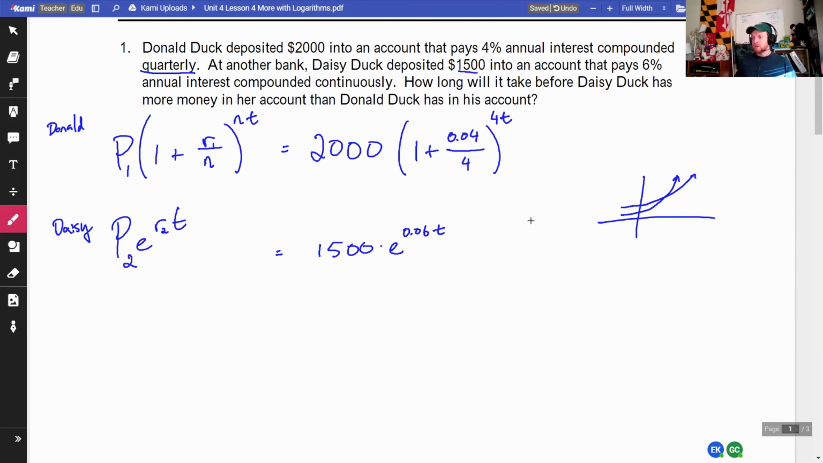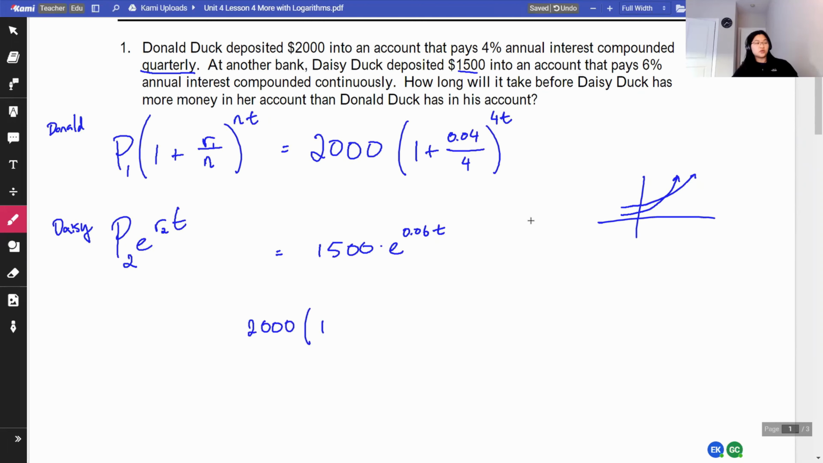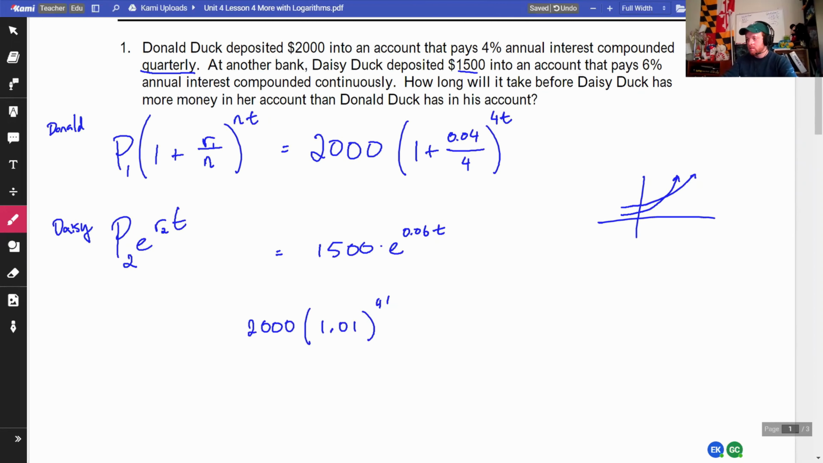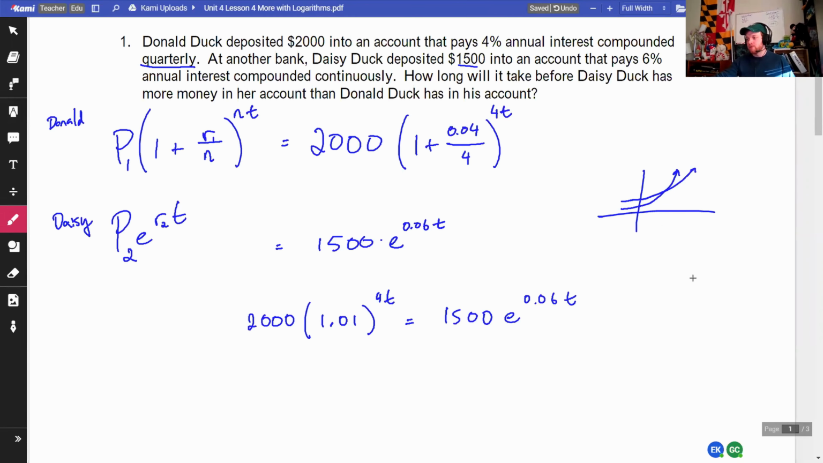All right, so let's set these things equal to each other. 2,000 times 1 plus, do you mind if I write 1.01? Oh, totally. That's totally cool. That's just that to the 4t. And then is equal to 1500 e to the 0.06t. Cool. We need to solve this thing.